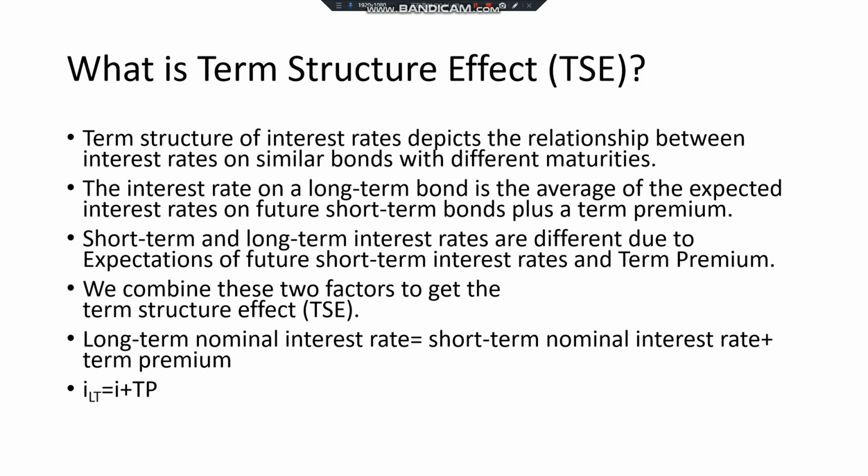What is TSE? The term structure of interest rates depicts the relationship between the interest rates on similar bonds with different maturities. The interest rate on a long-term bond is the average of expected interest rates on future short-term bonds plus a term premium. Short-term and long-term interest rates are different due to expectations of future short-term interest rates and term premiums. We combine those two to get the term structure effect. Long-term nominal interest rate equals short-term nominal interest rate plus term premium.